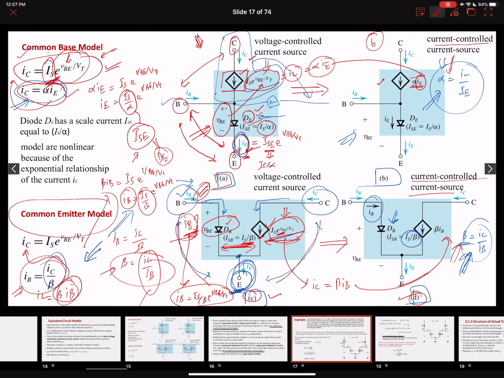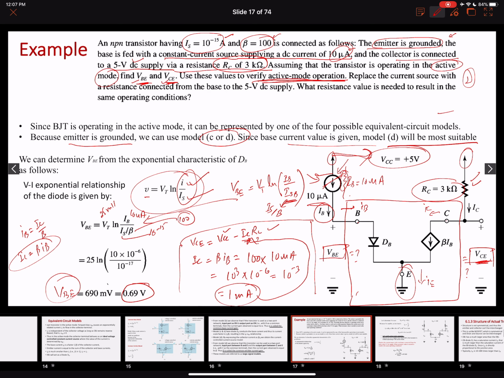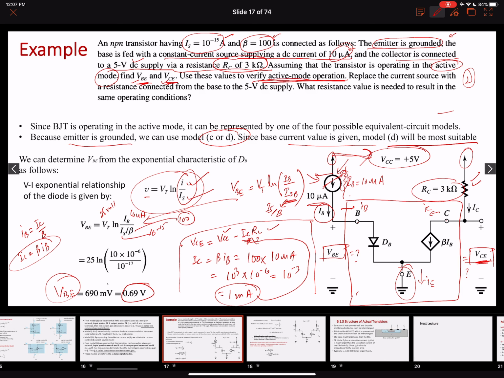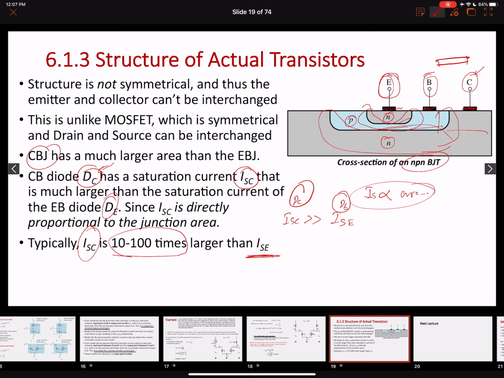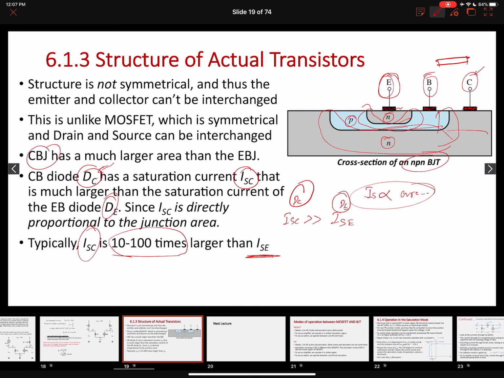We also saw how we can use these equivalent circuit models to solve this example. We did this example and discussed very briefly how the structure of the actual transistors looks. So in the next lecture, by now we have talked in detail about how to operate the transistor in the active mode. Now in the next lecture, we're going to talk about how to operate the transistor in the saturation mode.